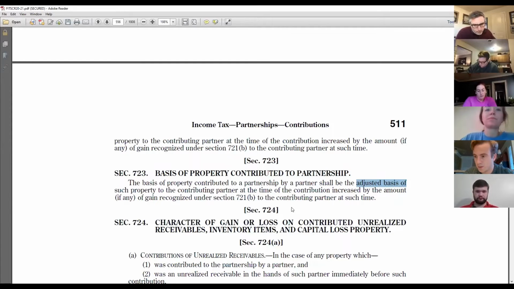You might think that we duplicated this gain, because we have built-in gain in the partnership's hands and we have built-in gain in the partner's hands. That gets solved. Don't worry about that. It ends up not being the case in the partnership context.